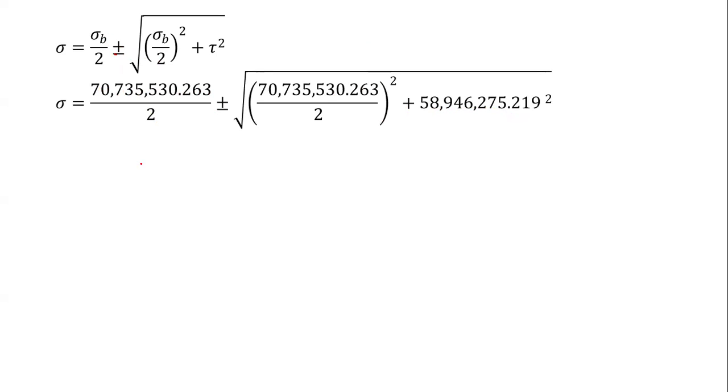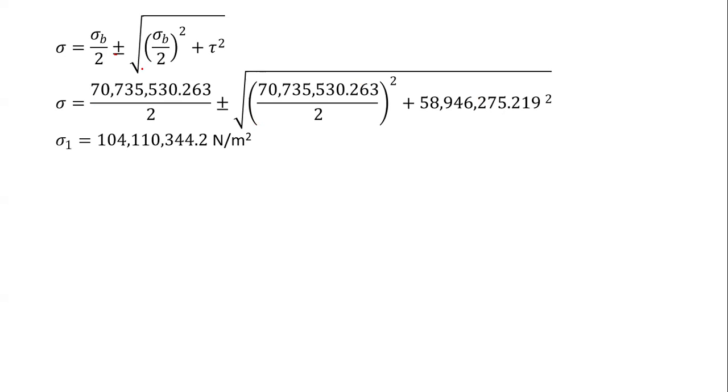So for the first one, which is stress 1, I'll ignore the negative. I'm going to add whatever I'm going to get under here to this result, meaning that I'll get a tensile stress, which is stress 1, the positive one. And that answer is 104,110,344.2. That is stress 1, the principal tensile stress.